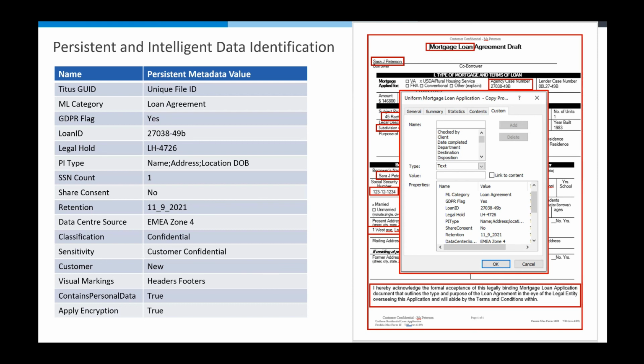Ignore loan ID for now. I'll come back to it later on. We are also capturing what PII type is available in the document, and what count of PII is available in the document. And if data protection bills mandate consent, obtaining consent, especially if it's personal information.